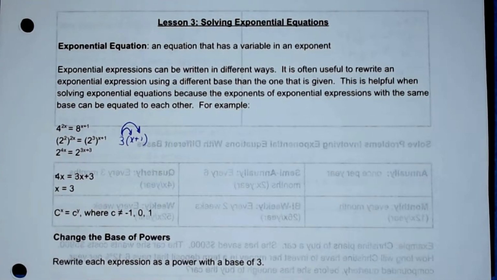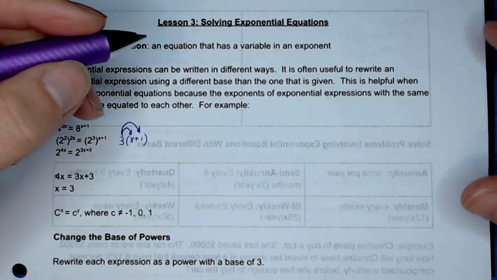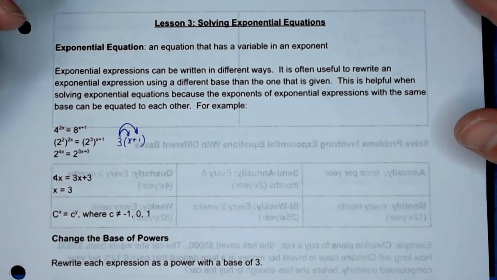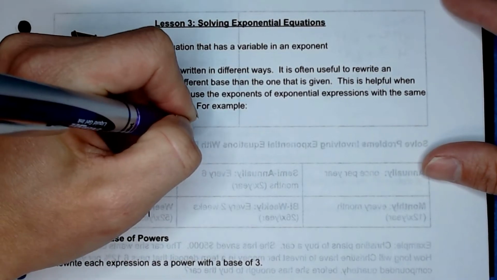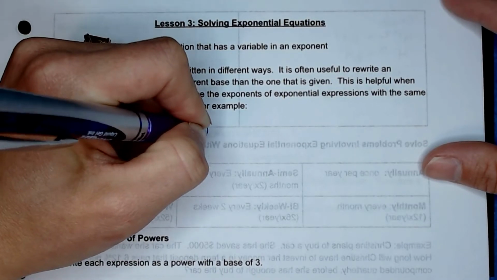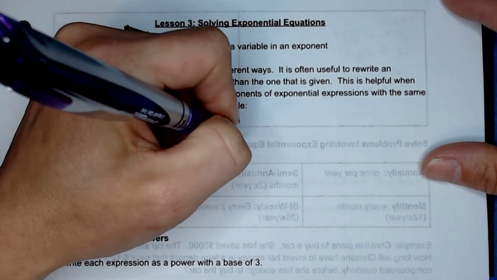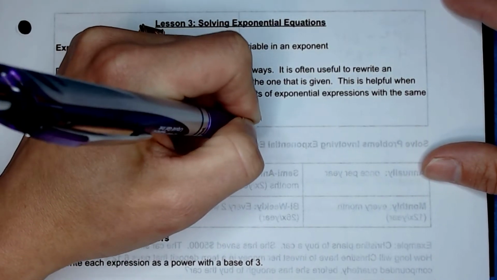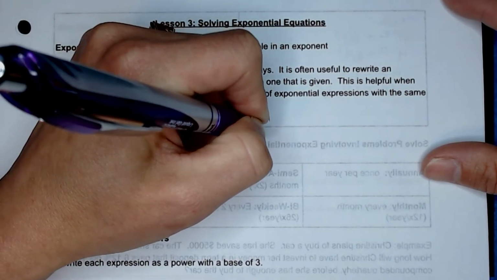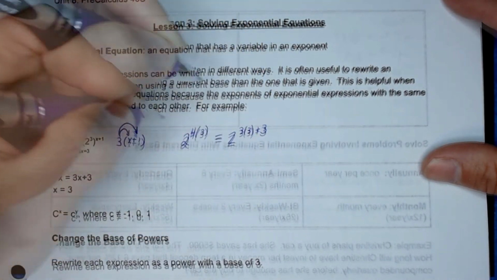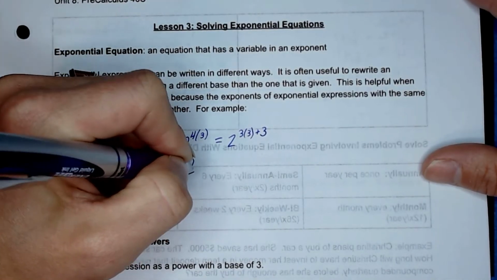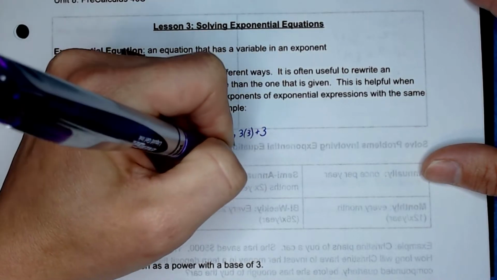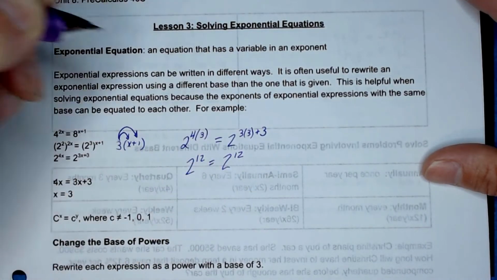You can check to make sure that you've done it properly. So your left-hand side, if you resolve this equation, should equal your right-hand side. I'll just quickly do that here. 2 to the power of 4 times 3 is equal to 2 to the power of 3 times 3 plus 3. This gives us 2 to the power of 12 is equal to 2 to the power of 3 times 3 is 9, plus another 3, 2 to the power of 12.